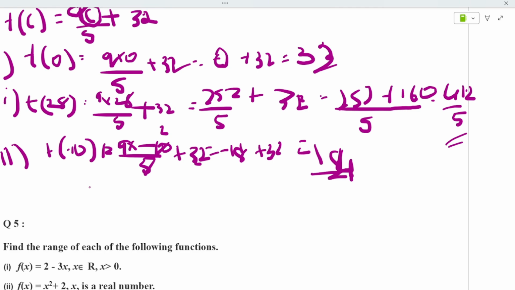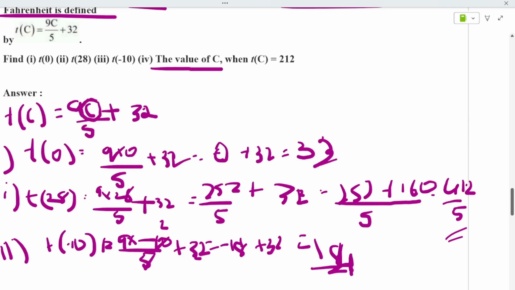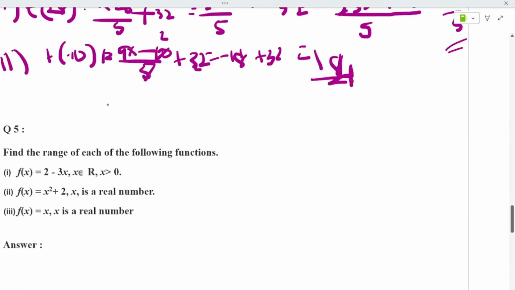Next, they have given the value of T of C is equal to 212. See, they have given the value of T, and we have to find the value of C when the whole value is equal to 212. Let's try to solve it. I will erase the last part.